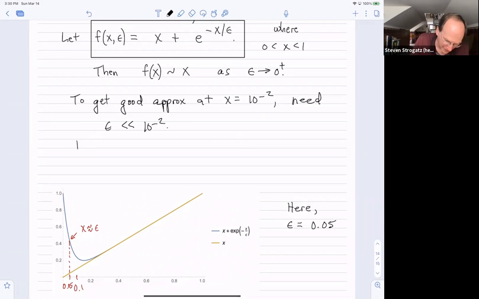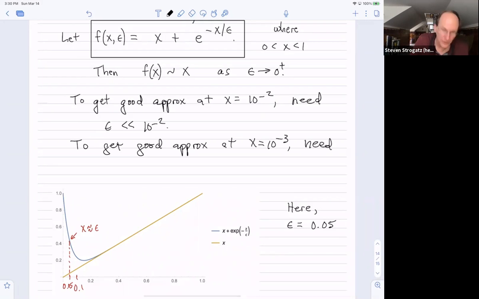And then suppose you wanted to get even closer to the left endpoint. If you wanted to get a good approximation at x equals 10 to the minus 3, you're going to have to make epsilon smaller still. Now you're going to need epsilon much less than 10 to the minus 3. And so you can see the problem here. There's no single epsilon that's going to work for all x's in this open interval from 0 to 1. So that's the breakdown of the uniformity of the approximation.